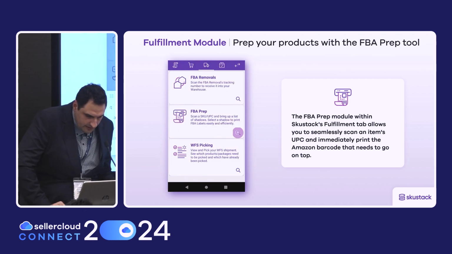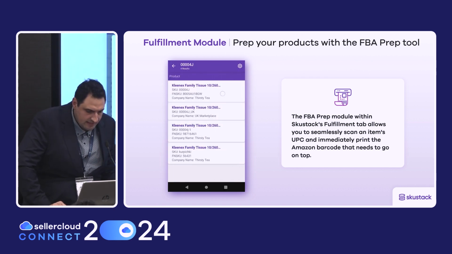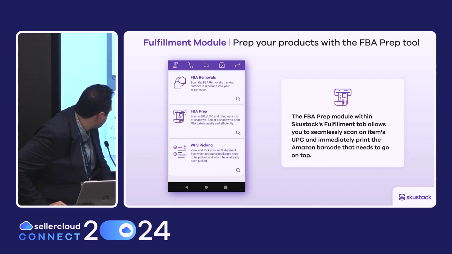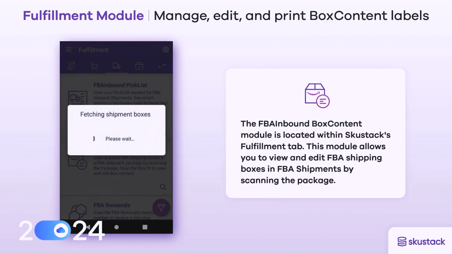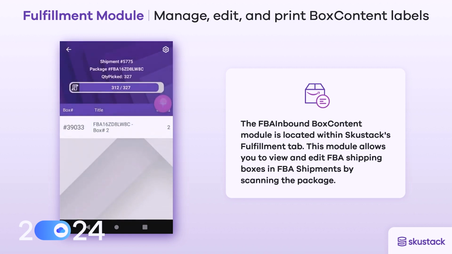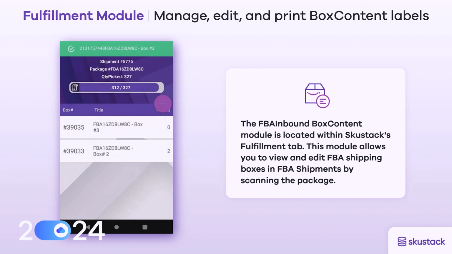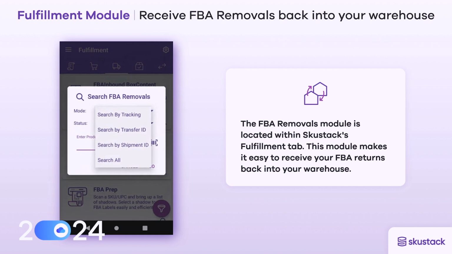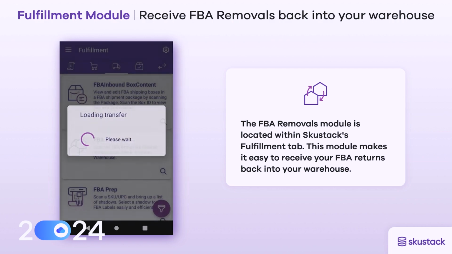So here, within the FBA prep tool, you're able to scan the product UPC and then print the FBA labels for those products that you can just stick on the boxes. And then within the manage box content, you can set up the dimensions, add, update, remove the boxes, and allocate products to each box, and then print the labels for those. And then the FBA removals, I think it's straightforward. This is where you would receive that inventory that Amazon sent back to you as a removal order.